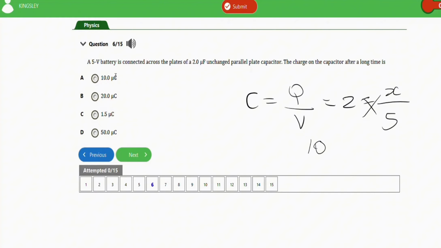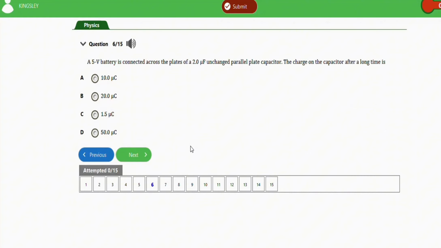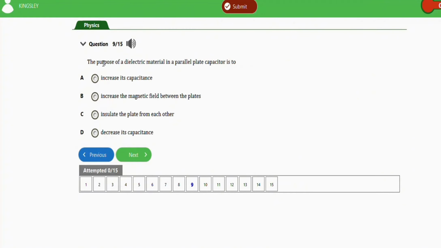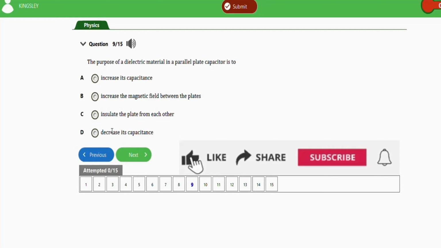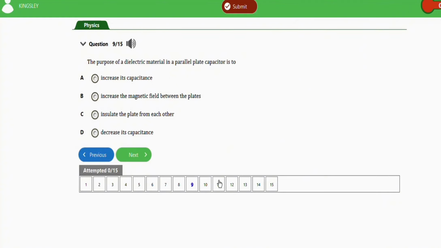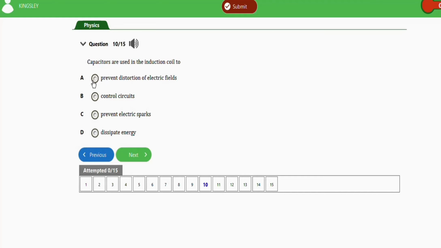Alright, so let's wipe this now and solve the next repeated question. So the next repeated question will be this one. It says, the purpose of a dielectric material in a parallel plate capacitor is to increase its capacitance, increase the magnetic field between the plates, insulate the plates from each other, decrease its capacitance. So the right option in this question is to increase its capacitance, which is option A. Okay, the next repeated question will be this one. It says, capacitors are used in the induction coil to prevent distortion of electric field, control circuits, prevent electric sparks, dissipate energy. So the right option in this question is option C, which is to prevent electric sparks.